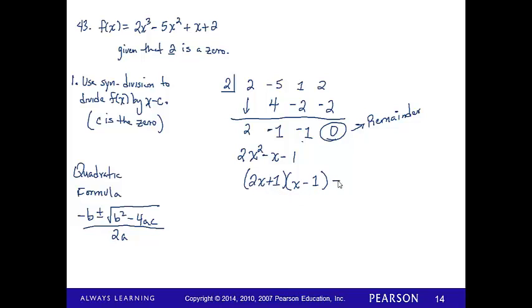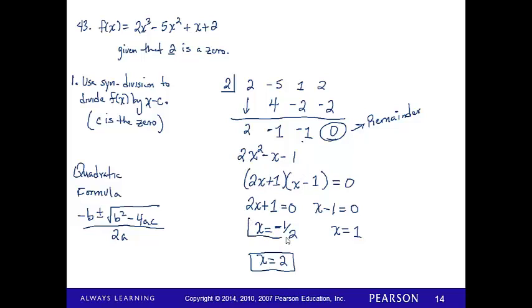And then from here, you can set it equal to 0 and you can solve. So we have 2x plus 1 equals 0 and x minus 1 equals 0. X in this case is negative 1/2 and x in this case is 1. So you just found x to be 2. Originally they gave you that, so x is 2. And then by solving the new polynomial, you get x is negative 1/2 and x is 1.